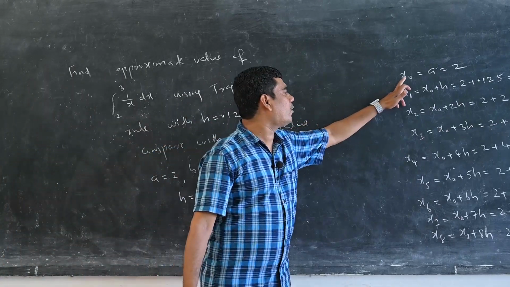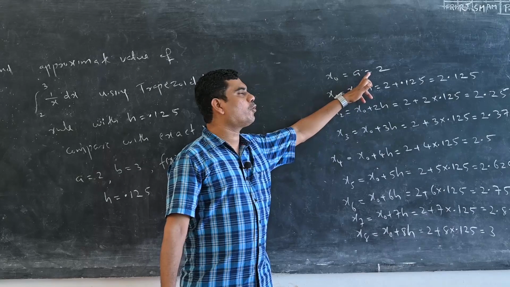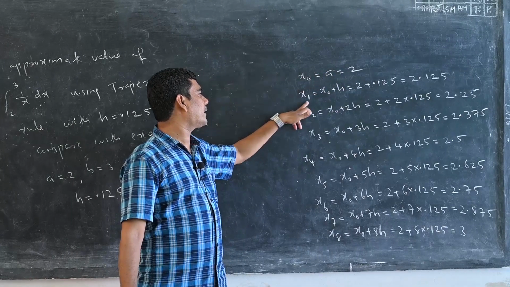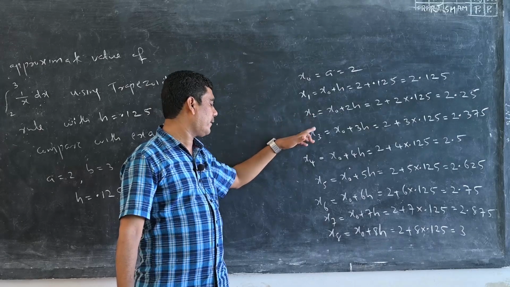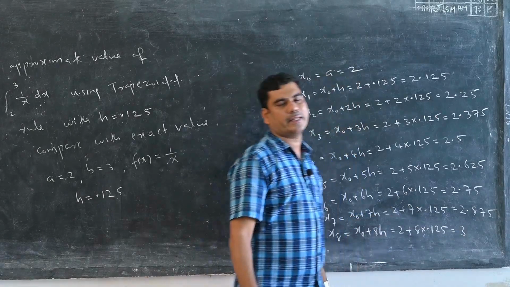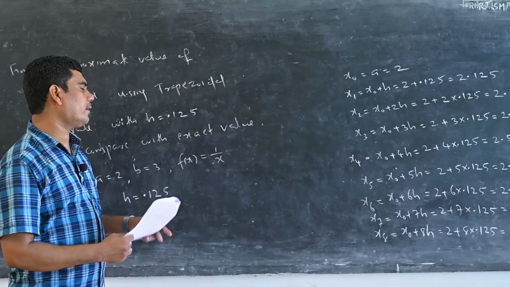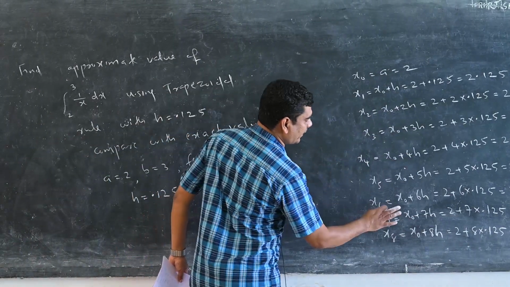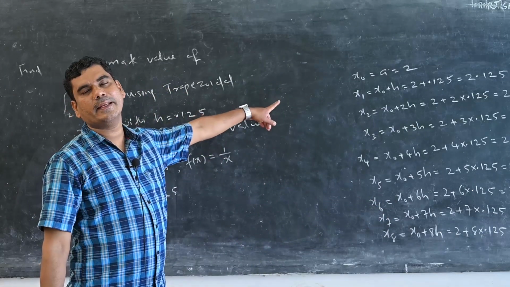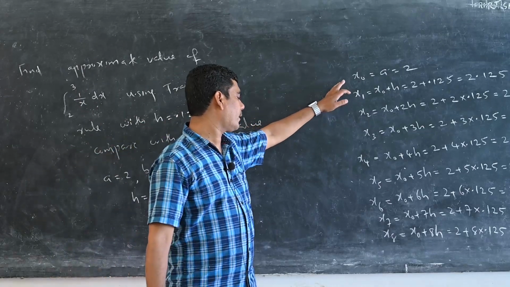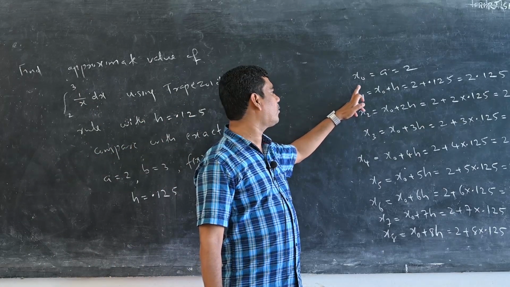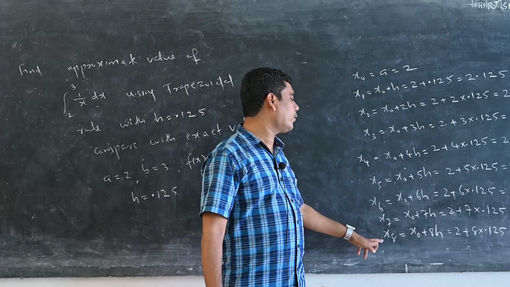Start with x0 equal to a, which is 2. This is the left end point of the interval. Then find x1, x2, etc. When we reach the right end point 3, we stop there. So here n is equal to 8. Here the number of subintervals is equal to 8. x8 is equal to 3.